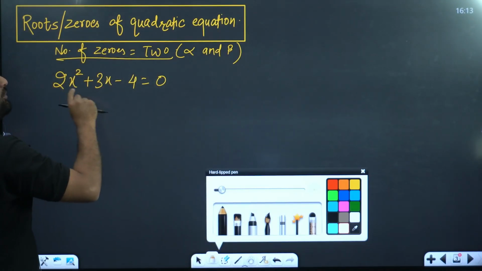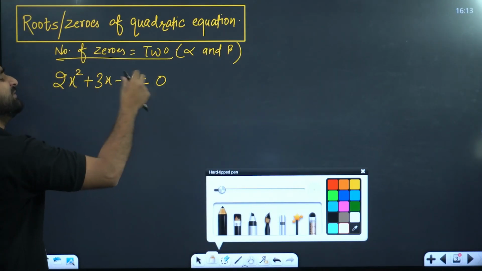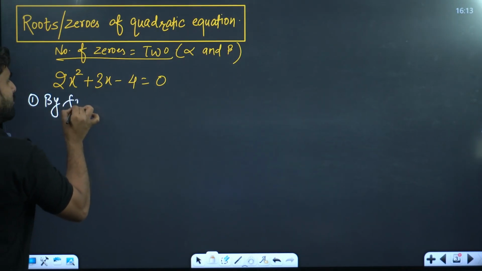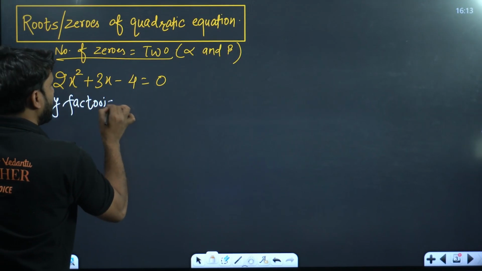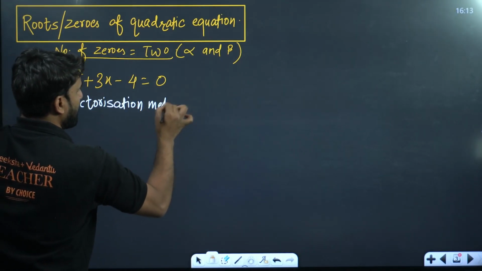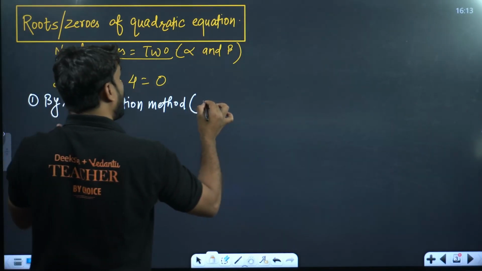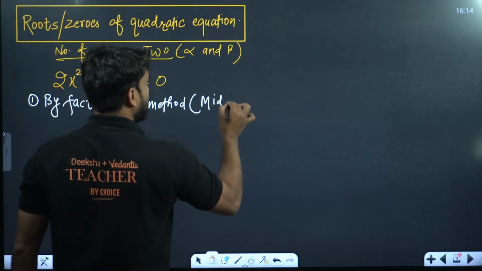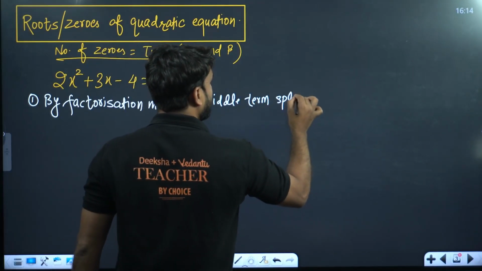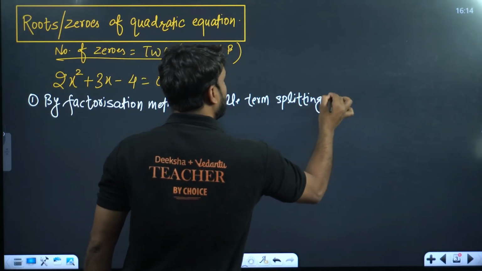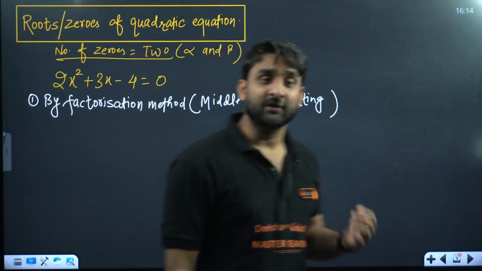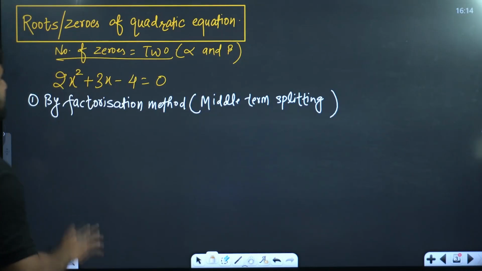To find the value of x which satisfies the equation, I'm solving here by the factorization method. It is also called the middle term splitting method, champions. So what we have to do here, listen.